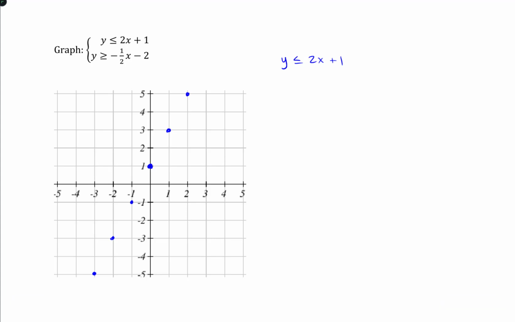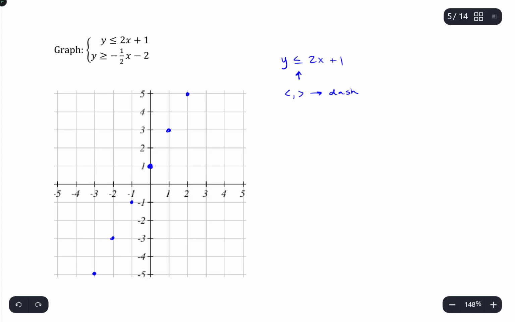Now I just need to decide if it's going to be a solid line or a dashed line. And it comes down to the inequality. If it's less than or greater than, we would use a dashed line because that represents exclusion. If it's less than or equal to or greater than or equal to, we use a solid line, which represents inclusion of that point. So in this case, we want a solid line.